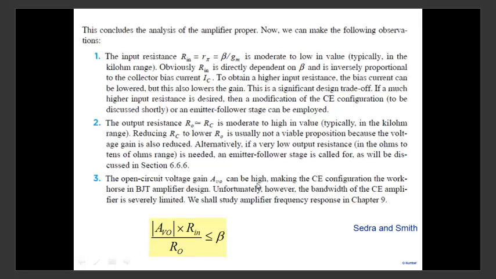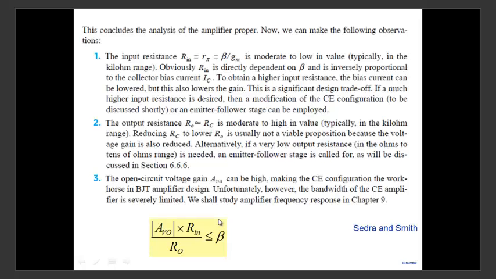Or you say the output resistance is moderate to high. Reducing RC to a lower value is not a viable proposition because the voltage gain is also reduced. So it's saying if you want lower R0, you have to sacrifice gain. Well, I can leave the gain unchanged, I can reduce R0, and I can reduce Rin. All right. So these pictures that you see here are partial, they're not giving the complete picture.